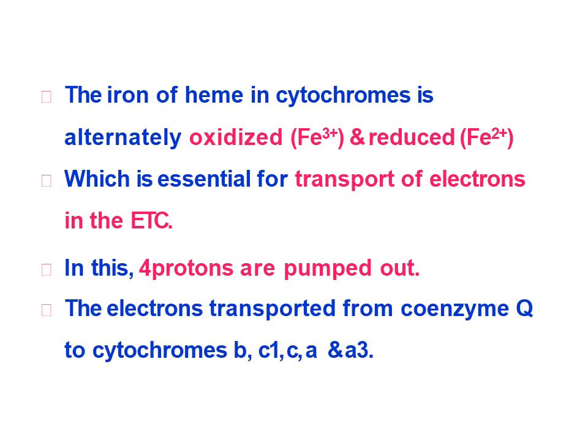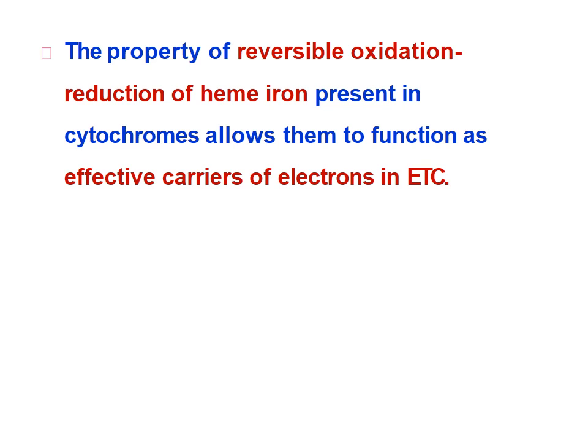In this, 4 electrons are pumped out. The electrons are transported from coenzyme Q to cytochrome b, c1, c, a and a3. That means the electrons from coenzyme Q will now pass through cytochrome b, c1, c, a. The property of reversible oxidation-reduction of heme iron present in cytochromes allows them to function as an effective carrier in the electron transport chain. So, why is heme used?